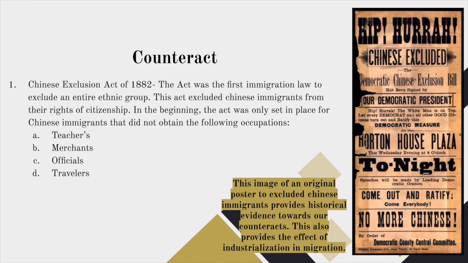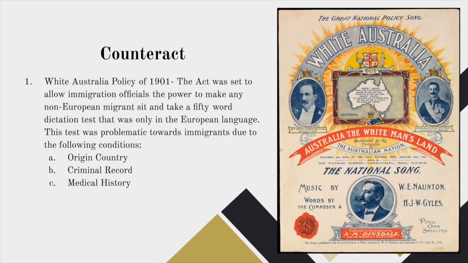The image provided was an original poster excluding Chinese immigrants, and it provides historical evidence towards our counteracts. This also provides the effect of industrialization in migration.